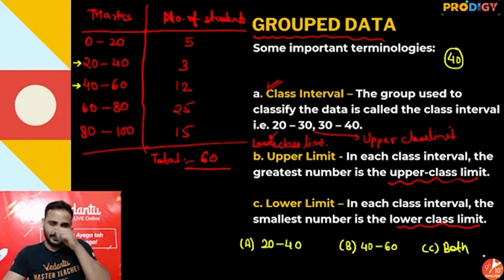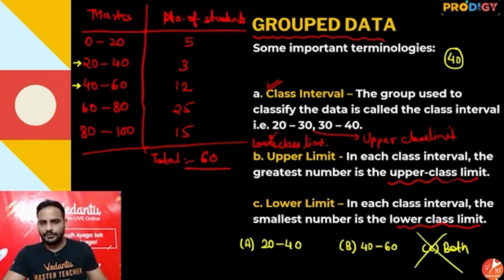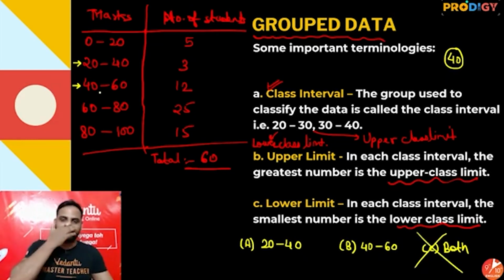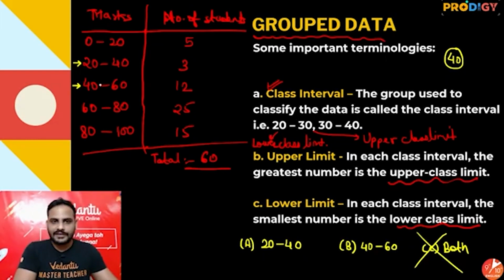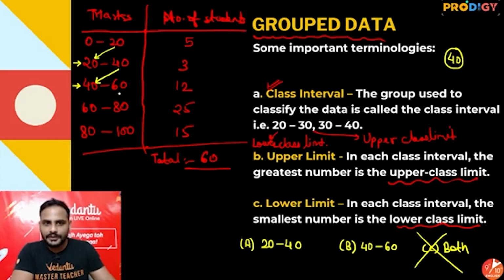If I count him in both, then obviously I am counting a student twice, so the data will not be correct. Both is wrong. Now out of these two, which one will be considered? Guys, remember this: this kind of data, where the upper class limit of one group is equal to the lower class limit of the other group, is called continuous.